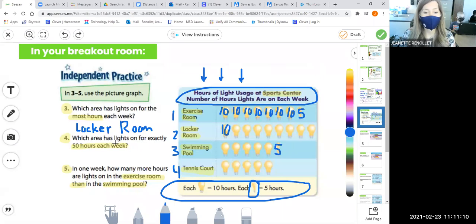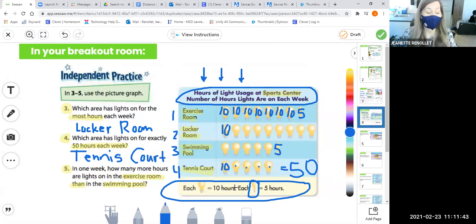Number 4, which area has lights on for exactly 50 hours? If we're counting by tens, I'm going to look at the tennis courts. 10, 20, 30, 40, 50. The tennis courts has 50 hours of lights on. You should have tennis court recorded for question number 4.